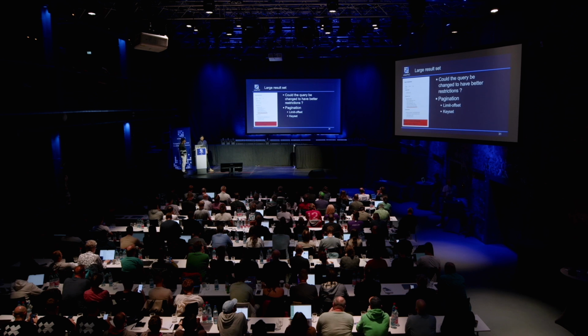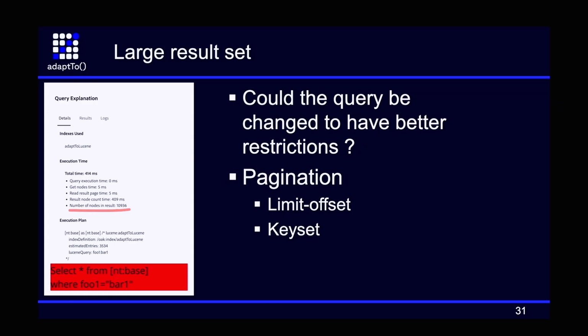Let's take an example. Let's say we have select star from nt:base where foo1 is equal to bar 1. In this, the query explain tool mentions that the number of nodes in the results are 10,000 plus. So whenever you try to execute this, it will have to fetch all the results, 10,000 results, which will make it slow. And as I mentioned, if your query is optimal and you don't have any other use case, the only solution to this problem is pagination. So we will be discussing 2 types of pagination here: limit offset and keyset pagination.